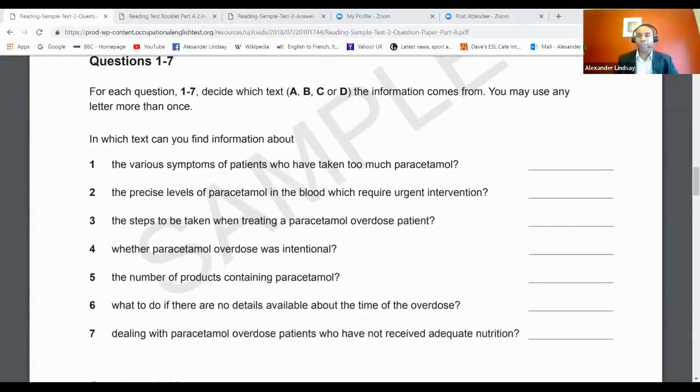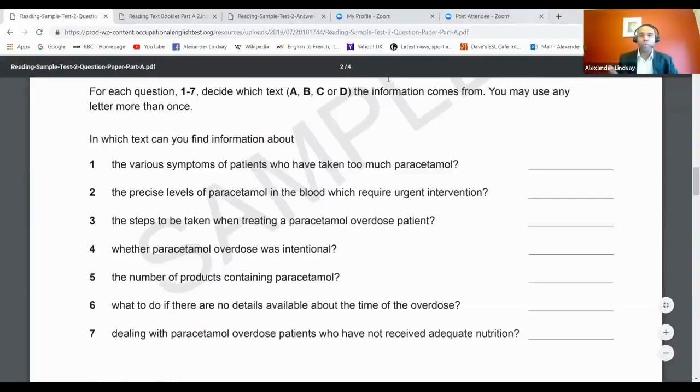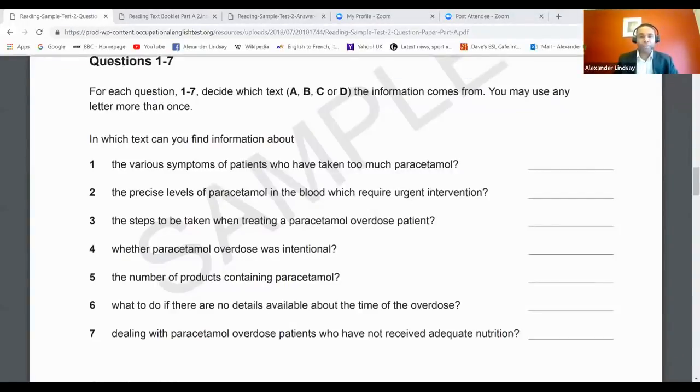So for those of you who are able to answer those questions very quickly within those 5 minutes, that is fantastic. And looking at those texts to get a general idea is what you should have done in order to help you. Just having a quick look at one example. So number 1, where it talks about various symptoms of patients who have taken too much paracetamol.